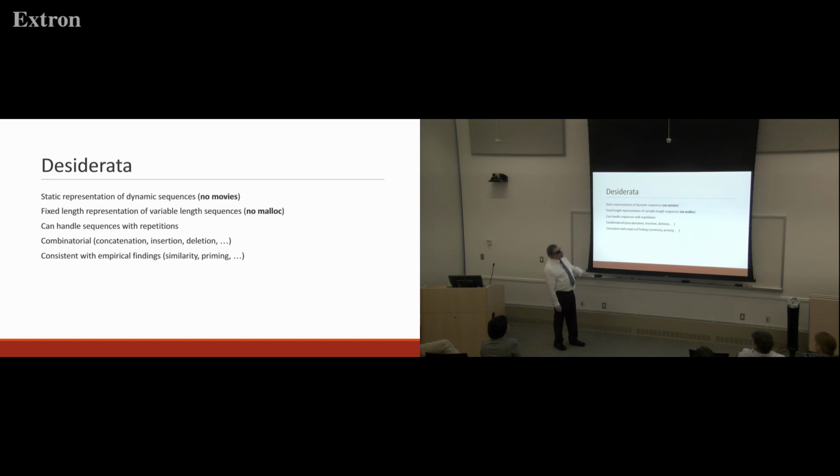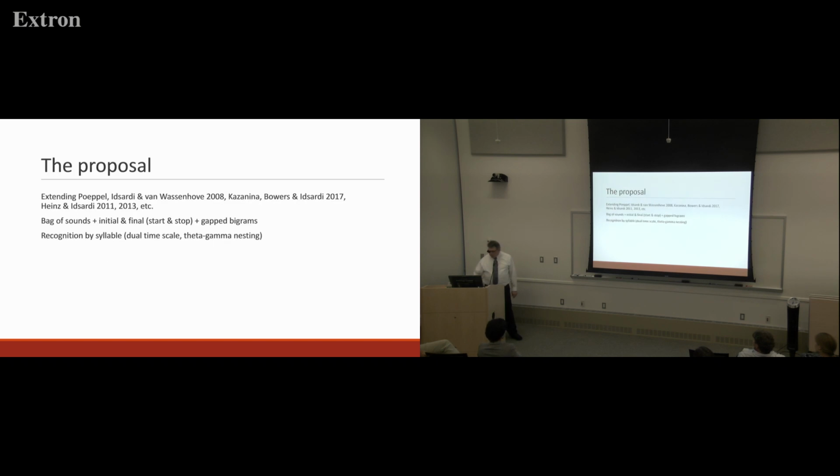So we would like to handle sequences with repetitions. We'd like to be able to do concatenation, insertion, deletion, and so on. These should all be operations that we can do. And we'd like to have it be consistent with the empirical findings. And in fact, we'd like to have new experiments that would show that this is a better way to do this. So extending the work that I've done before and grabbing these ideas from the CS literature, we can have here a bag of sounds, that is the unigram representation: what letters compose the sound, what sounds compose the word.